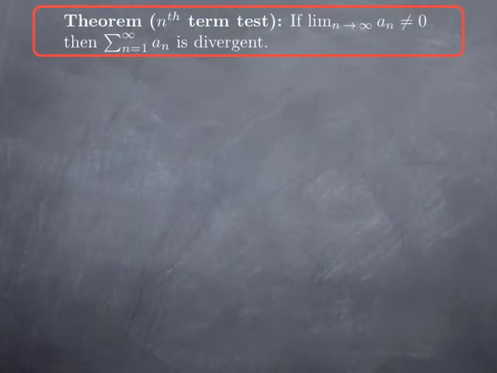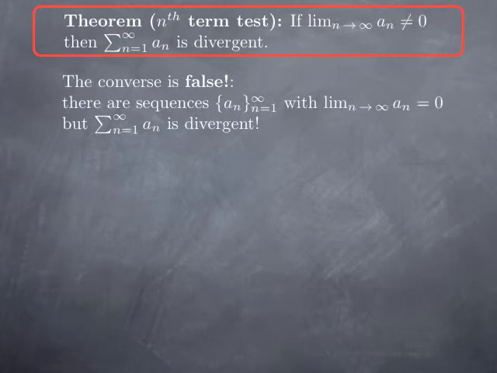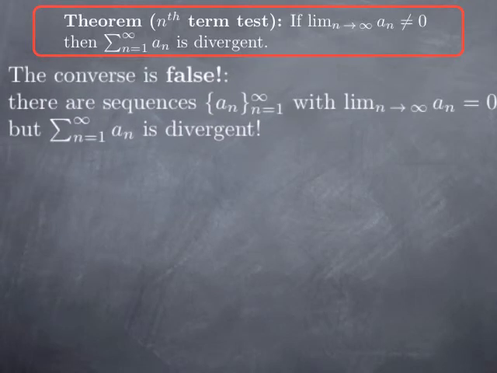Now the thing to remember about this is that the converse is false. In other words, if the limit is not 0, then you can conclude that the series is divergent. If it is 0, well, you cannot conclude anything. It's not enough for the sequence of terms to have limit 0 for the corresponding series to be convergent. It is not enough. This is very important and one of the most common sources of errors on series. So keep that in mind.